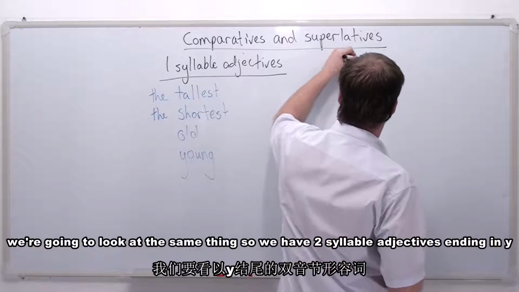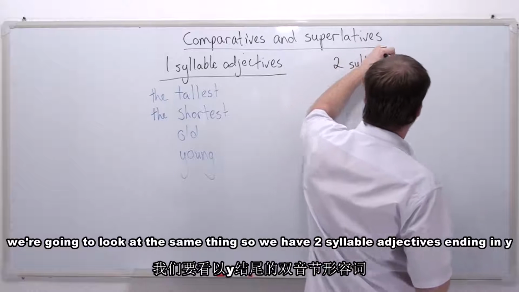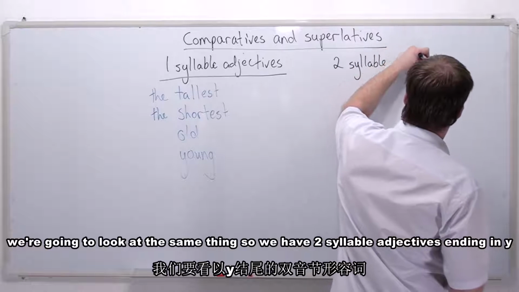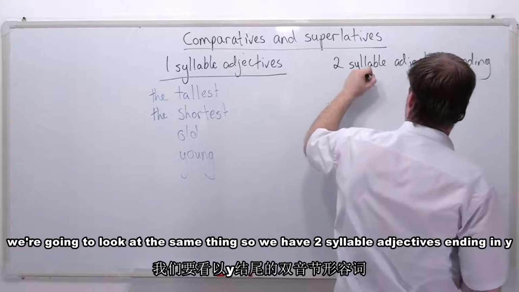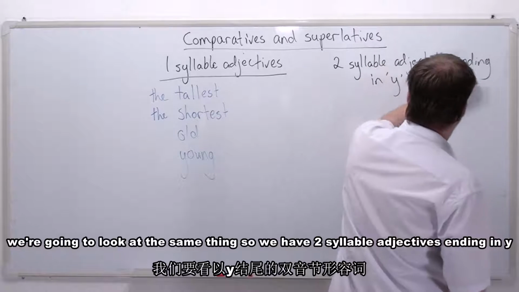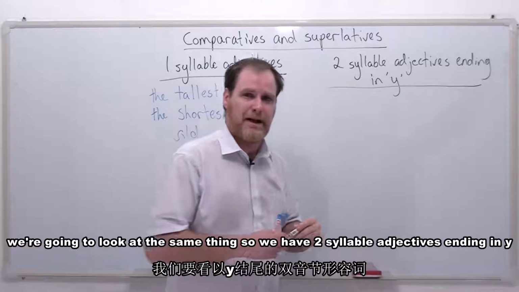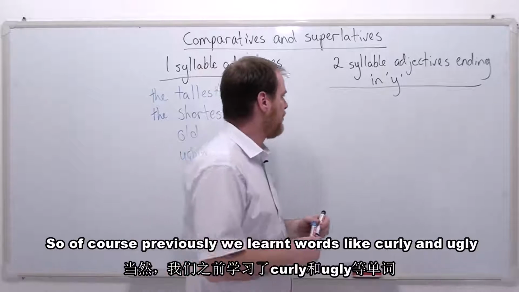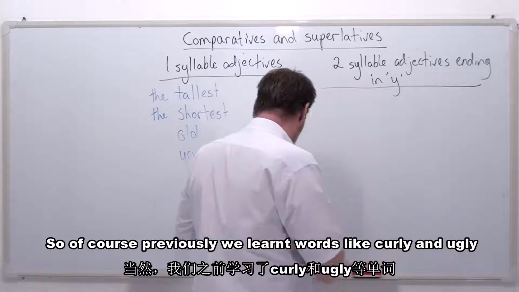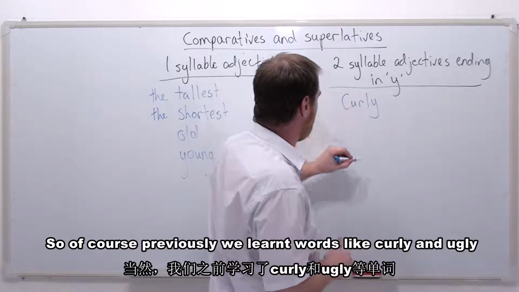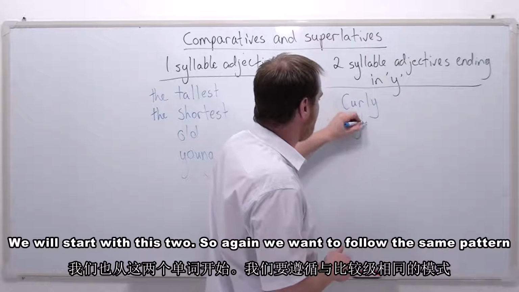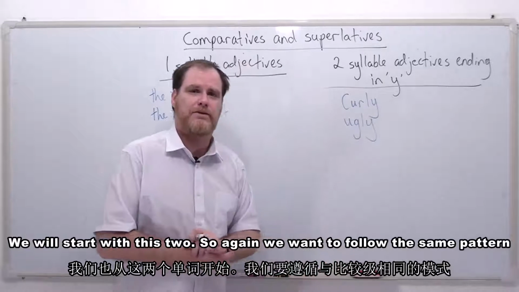All right, so let's move on, we're going to look at the same thing. So two syllable adjectives ending in y. Okay? All right, so two syllable adjectives ending in y. So of course, previously we learned words like curly, okay, and ugly. Start with these, just do these two.